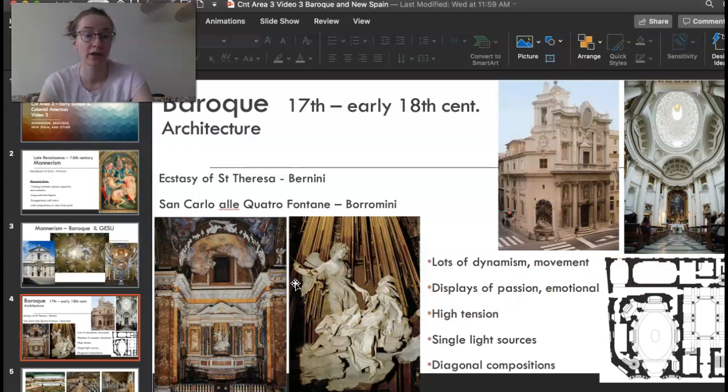If we start with just in general some characteristics of Baroque, we see lots of dynamism and movement. We see a lot of emotion and passion, really intense emotion. You're supposed to feel something really intense when you look at it. High tension, single light sources, especially when it comes to painting, and then diagonal composition. So we take away that orderly pyramidal composition of the Renaissance, and now things are a little more dynamic.